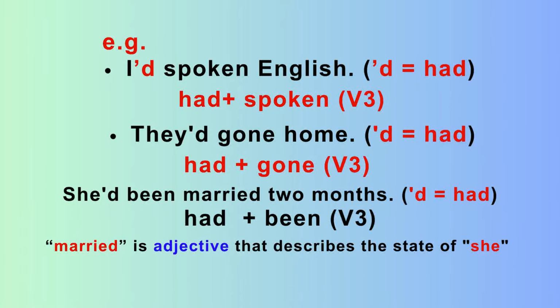They'd gone home. Contraction 'd means had. Had plus past participle gone. She'd been married 2 months. Contraction 'd means had. Had plus past participle been. In this sentence, married is an adjective that describes the state of she.